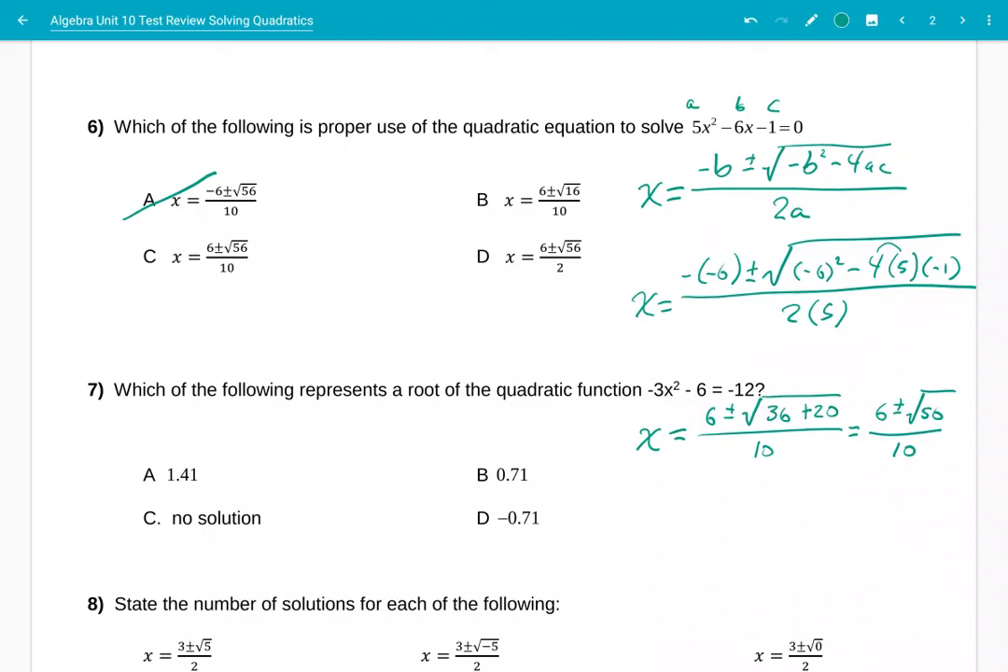So let's see. This is over 2, so it's not the D. And this one has 16 as a discriminant, but it's not 16. It's 56. So this answer choice is C.